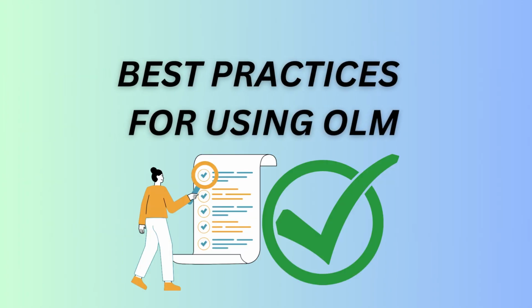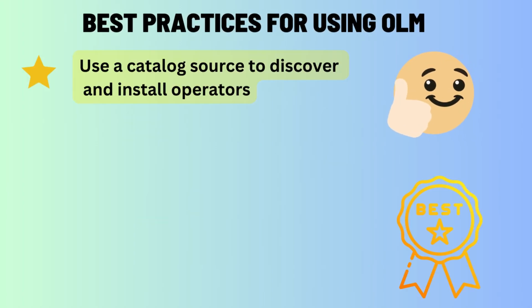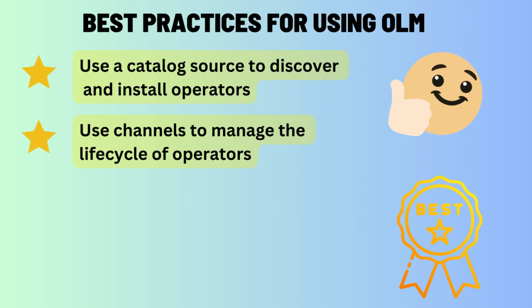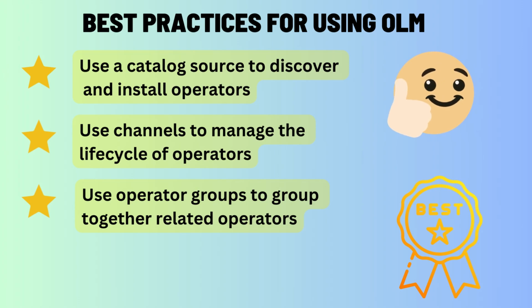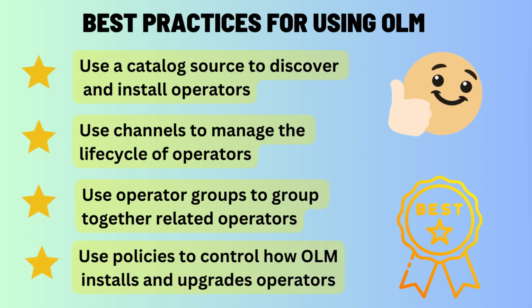Here are some of the best practices for using OLM. Use a catalog source to discover and install operators. This will help you to ensure that you are installing operators from trusted sources. Use channels to manage the lifecycle of operators. Channels allow you to easily upgrade operators to newer versions without disrupting your production environment. Use operator groups to group together related operators. This can be useful for managing the lifecycle of multiple operators at once. Use policies to control how OLM installs and upgrades operators. This can help you to ensure that your cluster is secure and that operators are always up to date.